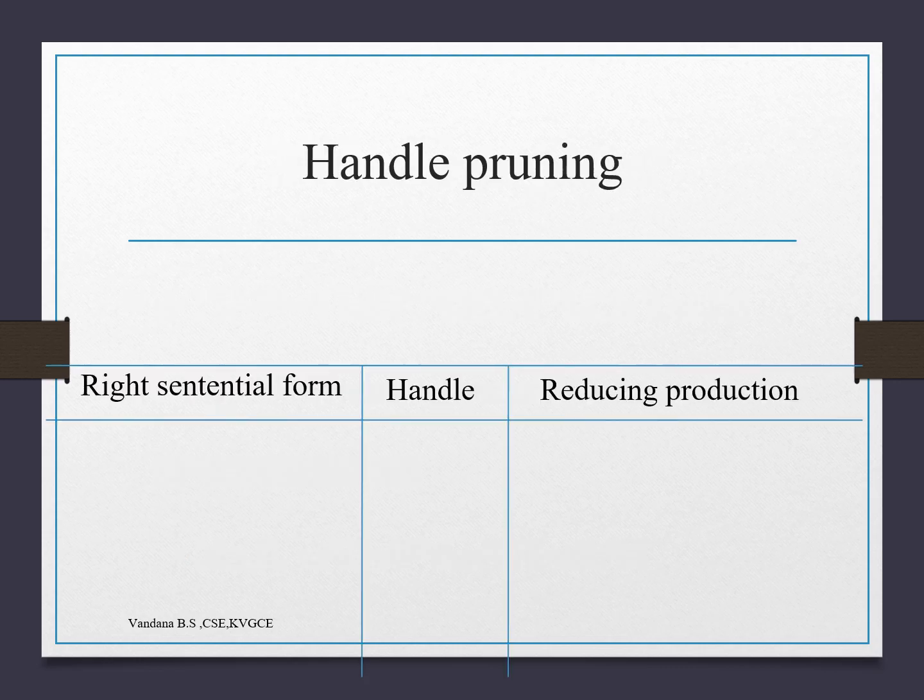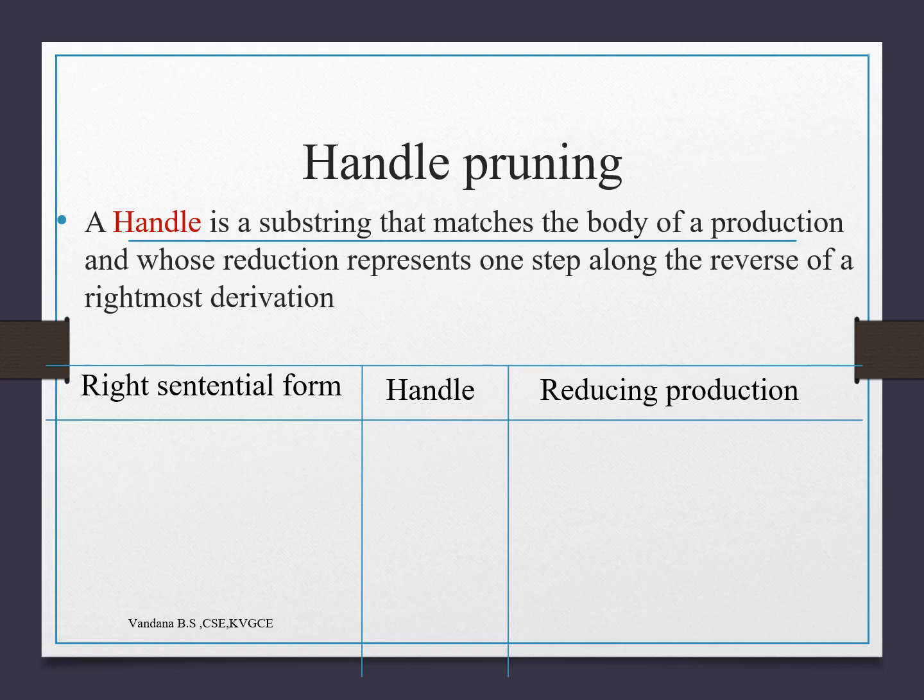Handle pruning. What is a handle? A handle is a substring that matches the body of a production. As I explained in the previous slide, what is reduction? Reduction is derivation, but what type of derivation? Rightmost derivation in reverse. With the help of an example, let me explain what a handle is. The same example now, ID star ID. The first symbol from the leftmost, that is ID. I choose ID as a handle.